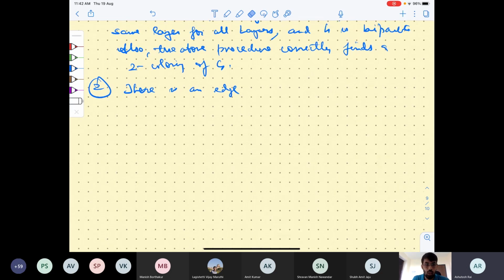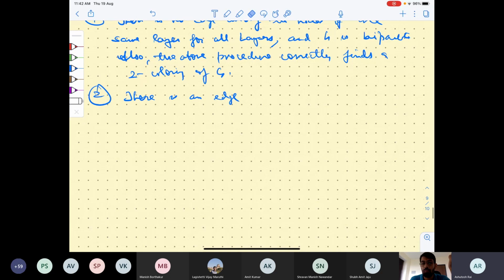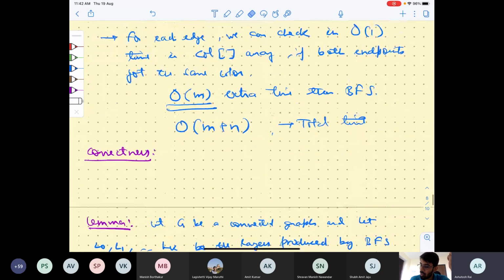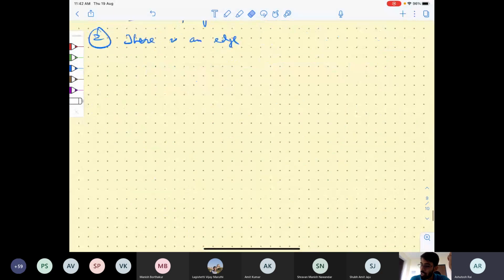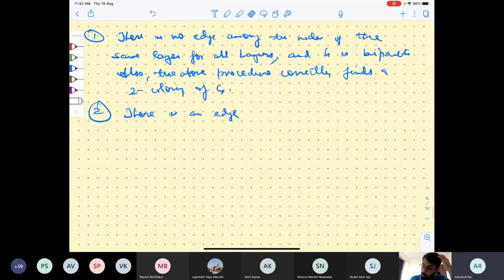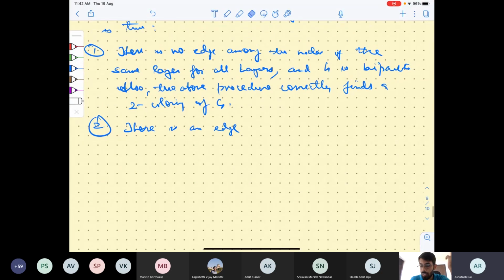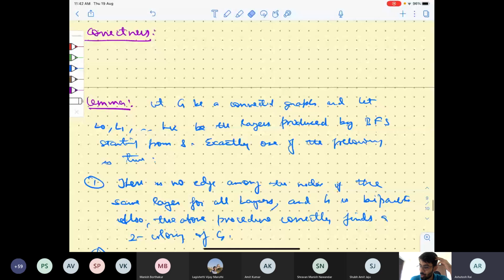So what we have covered till now, just to repeat, so that those who are accessing the recording can follow it. We started with the applications of BFS and DFS. The first thing we discussed was that we can get all connected components in order m plus n time, and the second thing was that we can recognize that a graph is bipartite in order m plus n time, and that's what we are doing right now. And I had forgotten to record, so sorry about that.